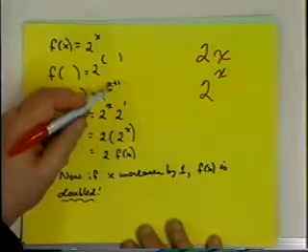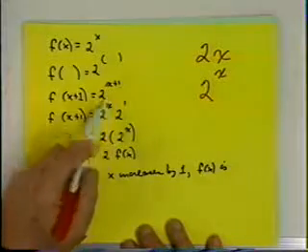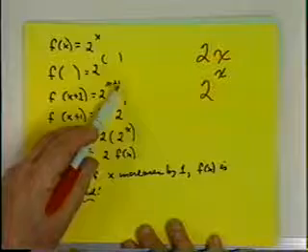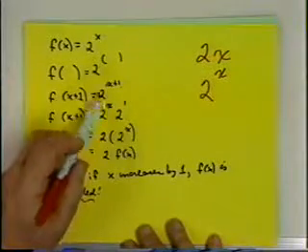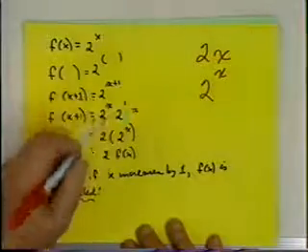Now we have to remember our rules for exponents. When you have a sum as an exponent, that means that was a product. In other words, how do I wind up with x plus 1 as the exponent? 2 to the x times 2 to the 1. This is why all these rules were important.